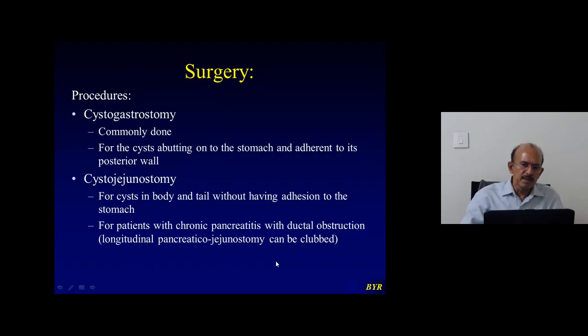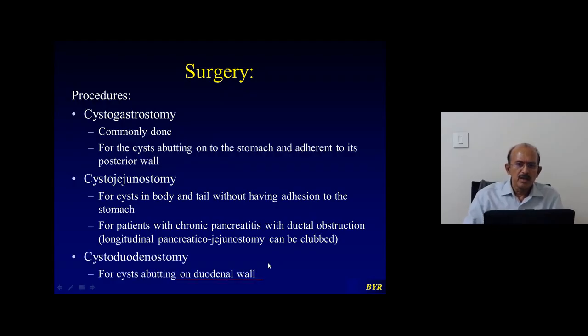I hope you can imagine. Otherwise, I will draw a diagram and tell you. I hope you don't need any diagrammatic explanation. Yes or no? Okay. Cystoduodenostomy is for cysts abutting onto the duodenal wall. So these are the three types of procedures you do.